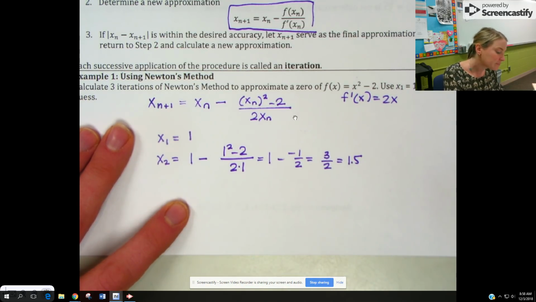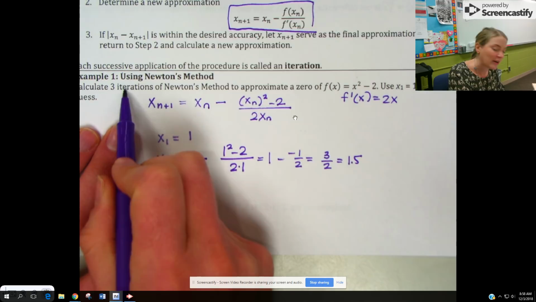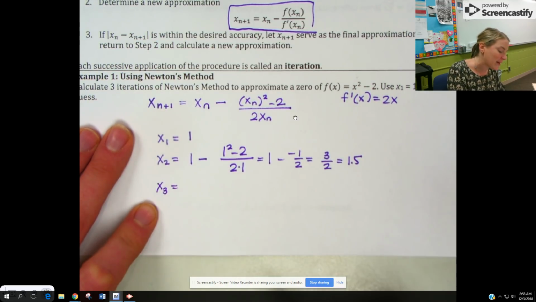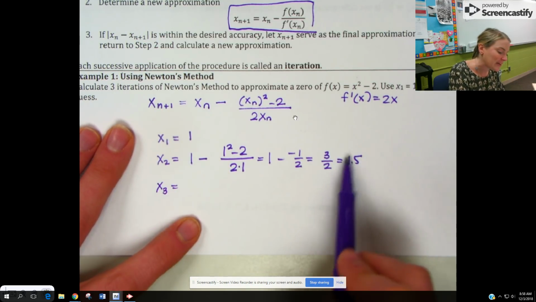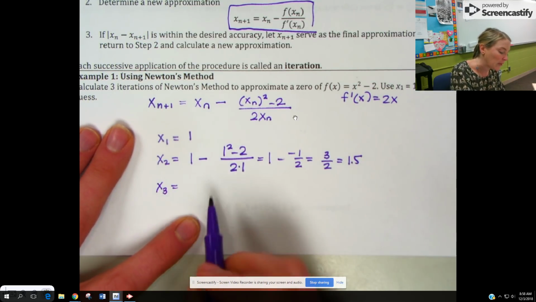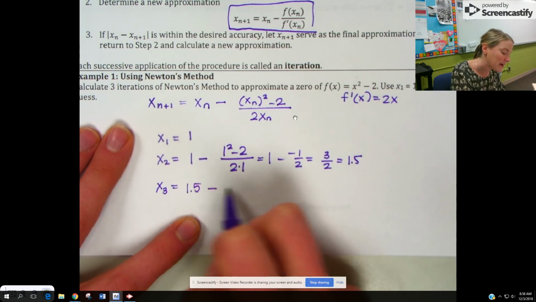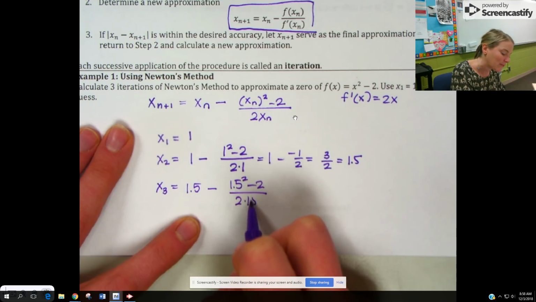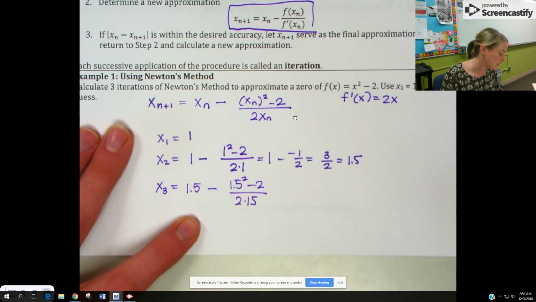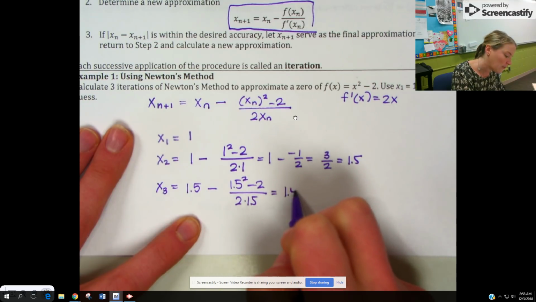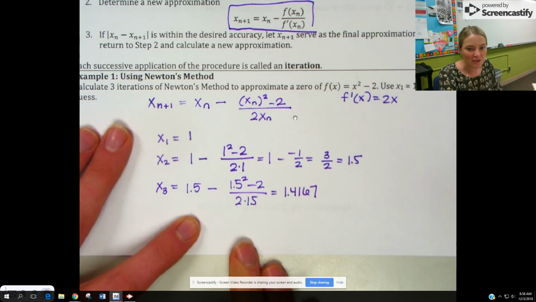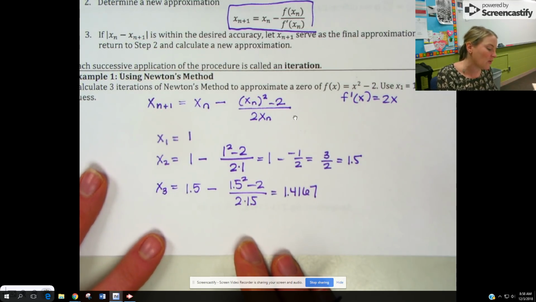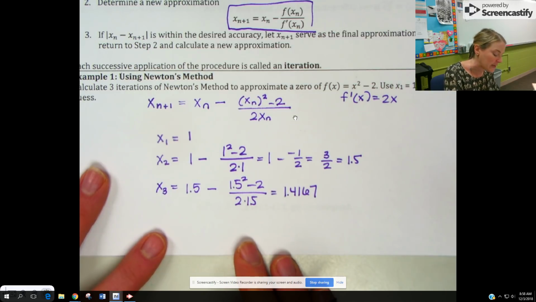Let's go ahead and do 3 iterations, meaning that we want to do this process 3 times and see how close we can get. So my next estimate, I would go ahead and use the previous answer as the variable in my formula. So this time I'll have 1.5 minus 1.5 squared minus 2 over 2 times 1.5. And I could go ahead and type that all into my calculator, and you'll get 1.4167. So I'm kind of pretending here that I typed it. I just did it ahead of time and put that number in. But you could go ahead and double check. Pause and take a minute to make sure you get the same answer.